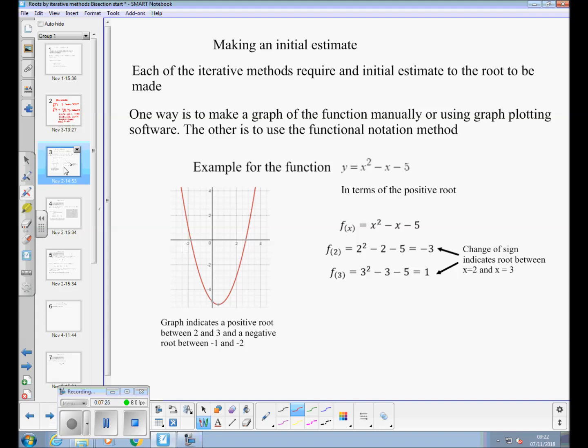Okay, so if, for example, we want to find, this is a graph of y is equal to x squared minus x minus 5. And we can see that it's got two roots. The roots are the values of x, where y is equal to 0 in this particular case. So it indicates that we've got a positive root between 2 and 3 and a negative root between minus 2 and minus 1.